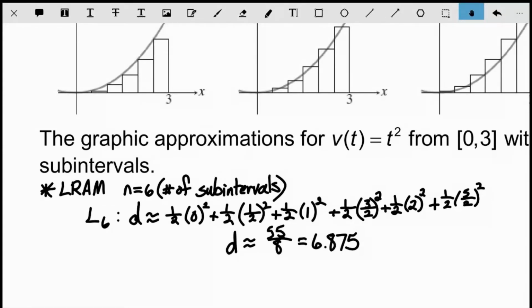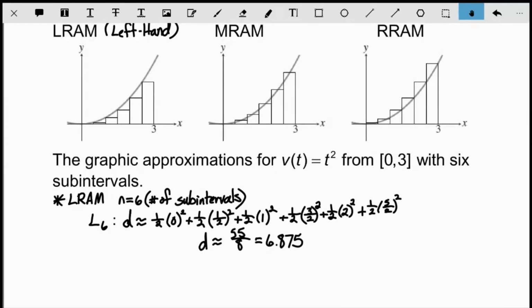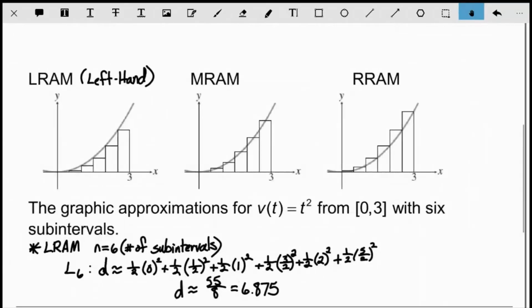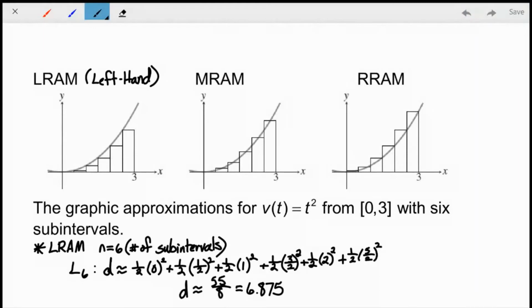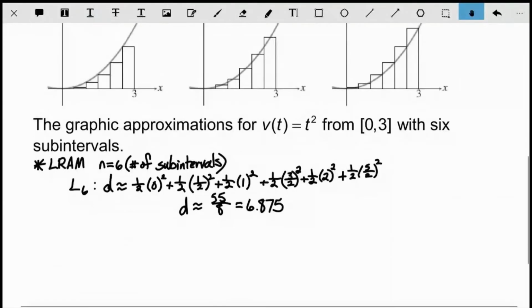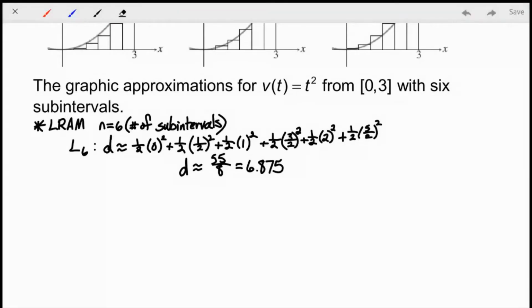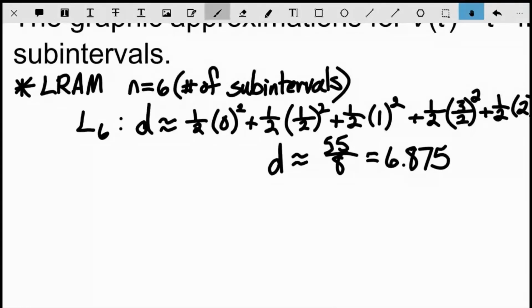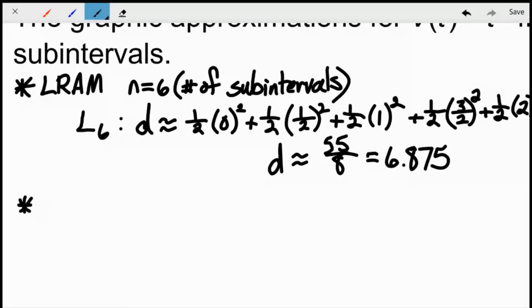Okay, so that was a left-hand approximation. I'm going to skip to the right-hand approximation first, and I'll come back to the midpoint because the midpoint's just a little more complicated. For the right-hand approximation, sometimes you'll see it referred to as RRAM, the right-hand rectangular approximation method. Okay, so let's go down here and go through the same process. Everything is a lot like it was for the left-hand approximation, but with one slight difference.